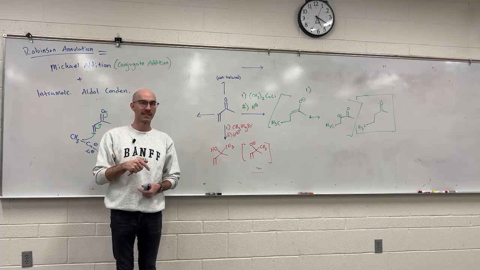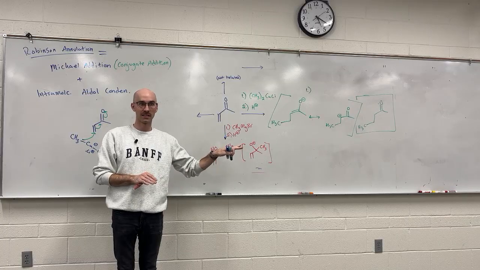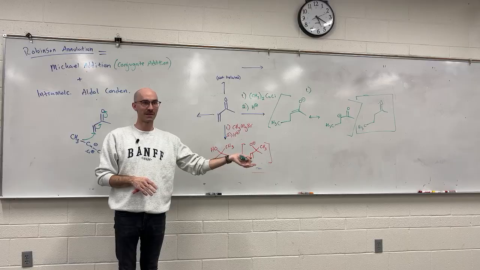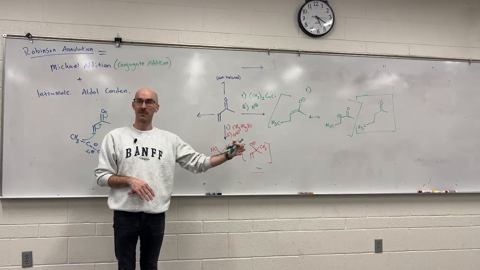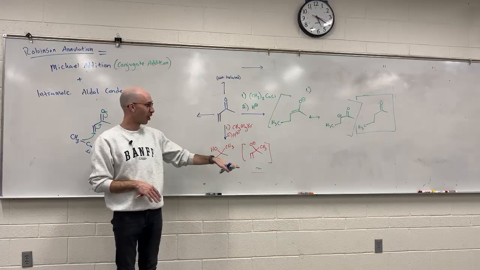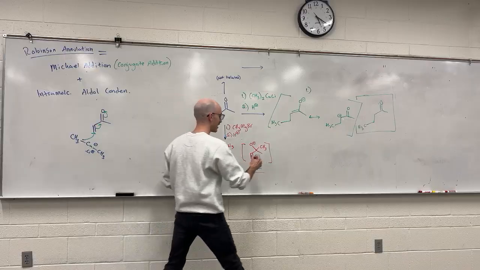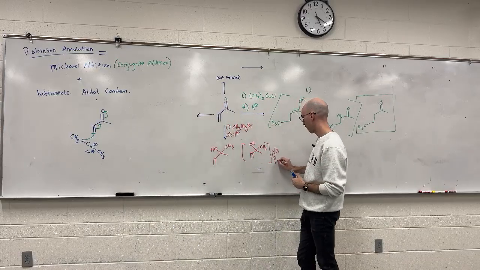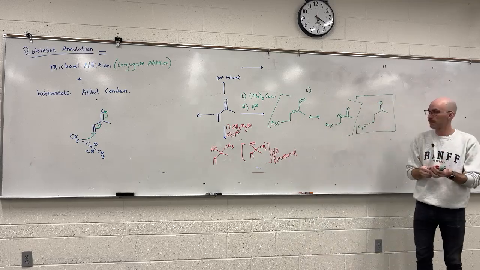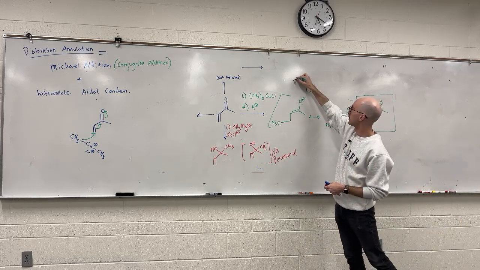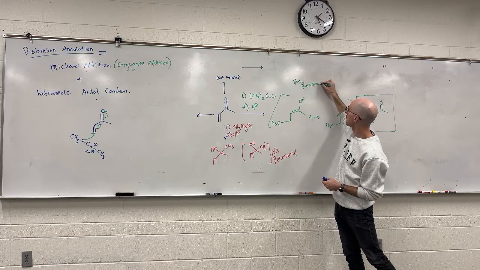So why is it that a weaker nucleophile attacks by conjugate addition? It's easier to form that intermediate. That intermediate is lower energy and more stable. It's harder to form an intermediate that has no resonance. That's the key here. No resonance would take more energy to form. Has resonance, easier to form.